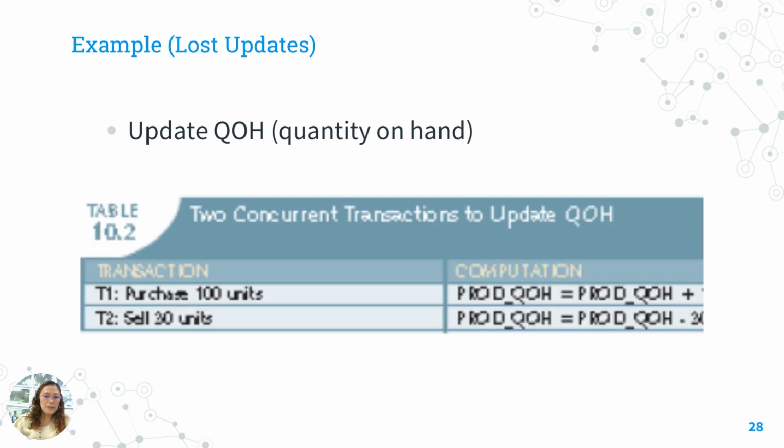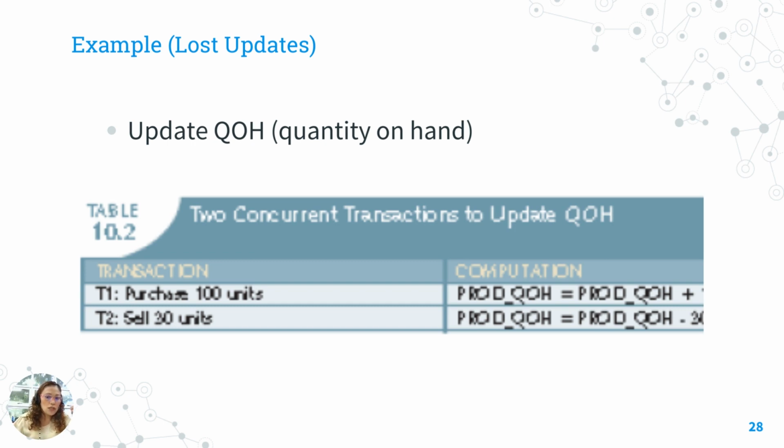So let's have here an example of how lost updates will occur. In this case, you want to update the quantity on hand. We have the transactions and the computation per transaction. For transaction 1, it will purchase new 100 units. Meaning the company bought 100 units.